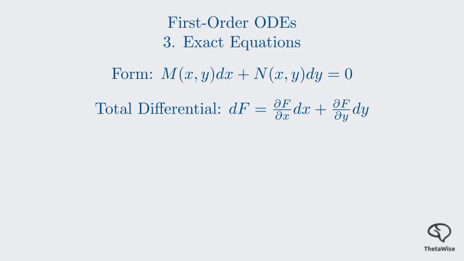So how do we test for exactness? We use a simple condition. An equation is exact if and only if the partial derivative of M with respect to y is equal to the partial derivative of N with respect to x.